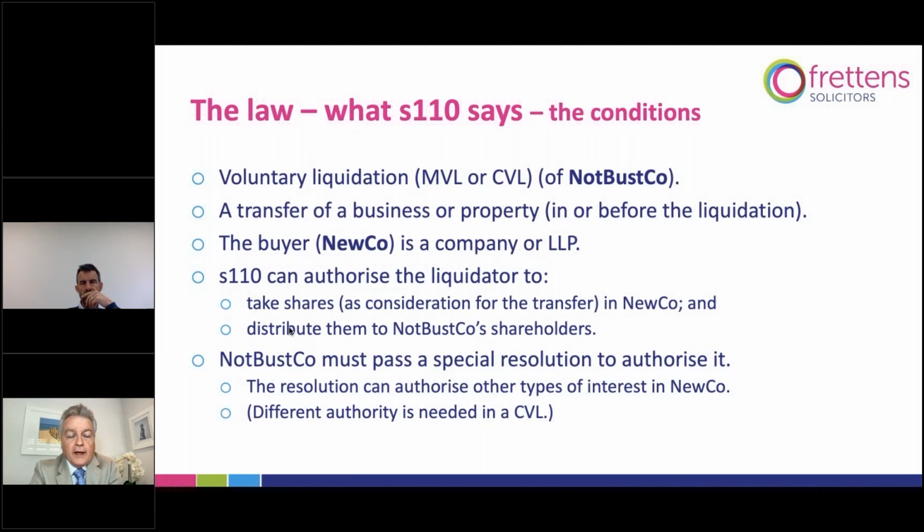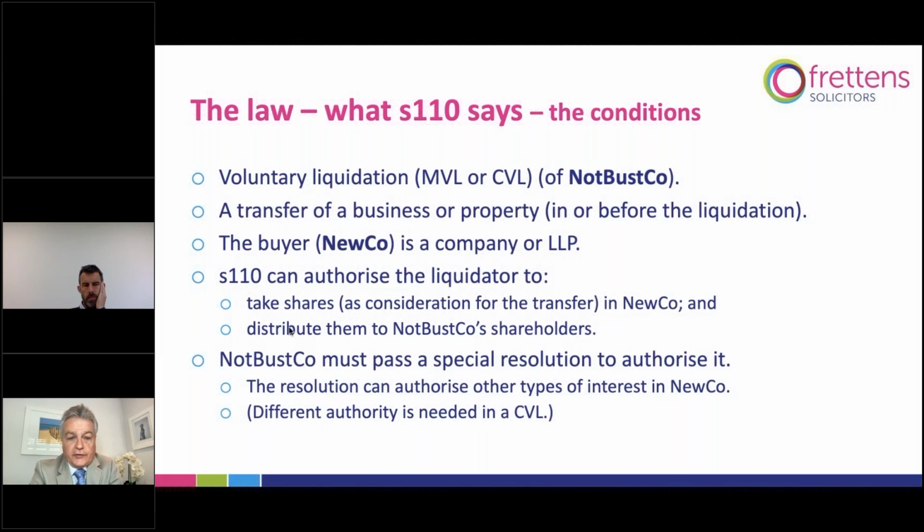you might possibly be thinking about a Section 110 then, but I can't see that's likely to happen. I'm going to call the company that's at the centre of the process not Bustco in the course of all of this. Second condition is you need a transfer of business or property. It can be pretty well almost anything. And in theory, it can happen before the liquidation. In practice, I think you'd want it to be immediately after the liquidation.